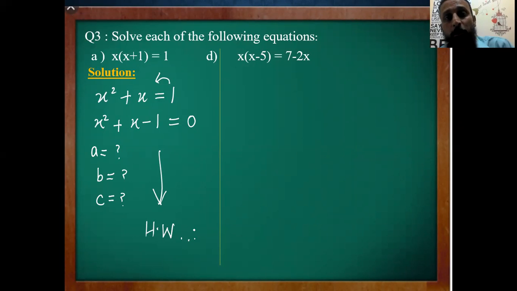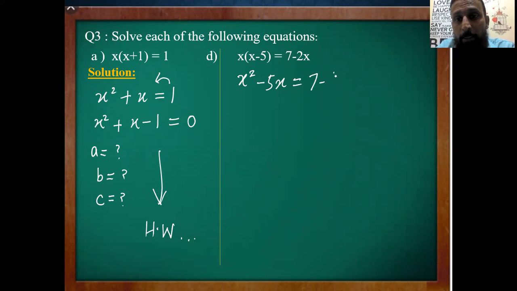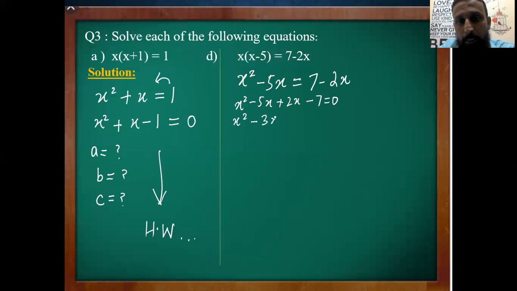Okay. So one more question, and probably this is the last question. I'm sure you guys are worried because sir is taking long time today. So x squared minus 5x equals 7 minus 2x. Again, bring all the numbers on one side, make it equal to 0: x squared minus 5x plus 2x minus 7 equals 0. Add up the like terms: x squared minus 3x minus 7 equals 0.